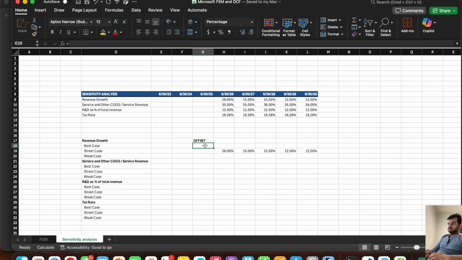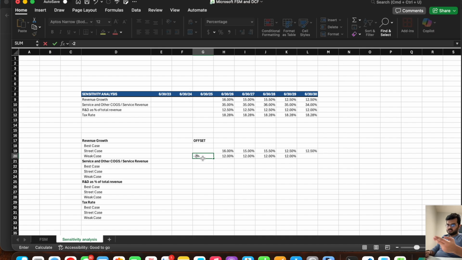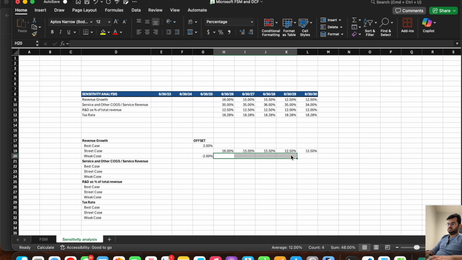So what I can do is, either you could come back and say, you know what, we are going to assume Microsoft revenue is going to be just, first we'll do the weak case, 12%, 12%, 12% for the next 5 years. Or you could do an offset function. Offset function is nothing but, hey, whatever revenue I'm saying is too high, I will reduce it by 2% to get my weak case, and to get the best case I will increase it by 2%. This you can even do.